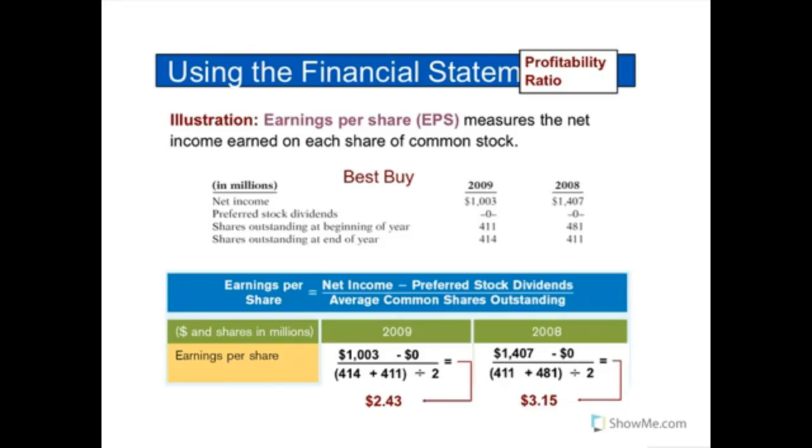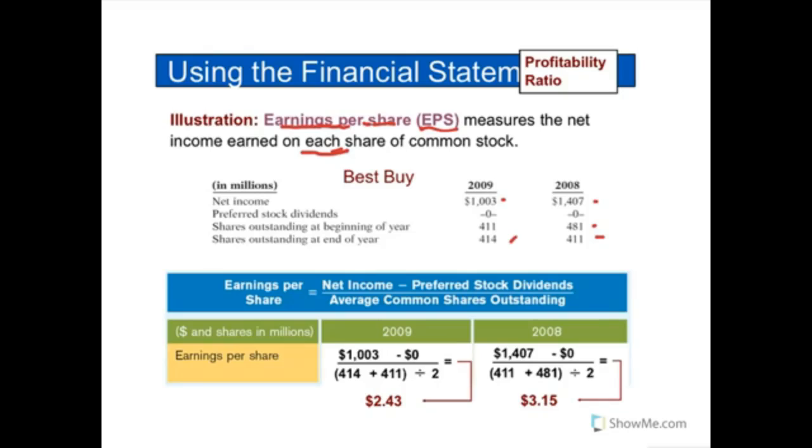Now, one of the first questions an investor would ask when looking at the financial statements of a company is, what are the earnings? If I invest in this company and own a share of the company, what would the earnings per share be, better known as the EPS? This measures the net income earned for each share of common stock. Remember, common stock represents ownership in the company. Here we have Best Buy, 2009, 2011. Net income, both years. The amount of shares in 2008, they started off with 481,000, went down to 411. In 2009, they went up to 414.